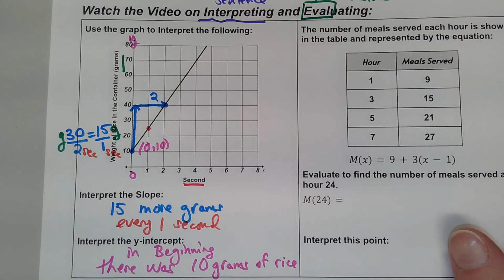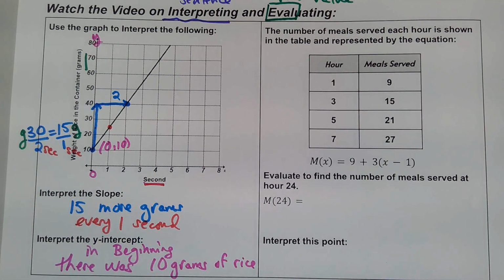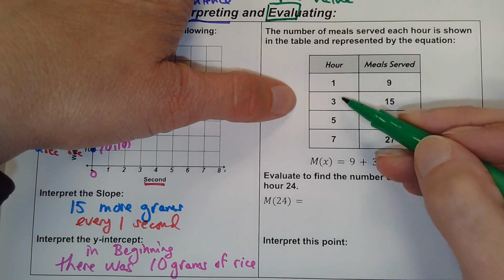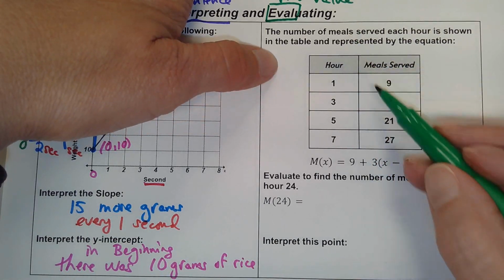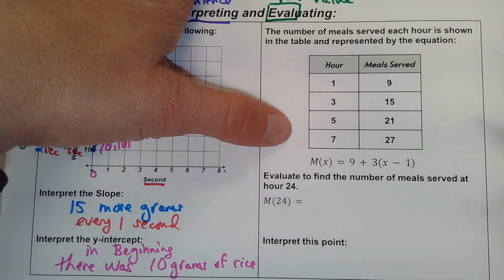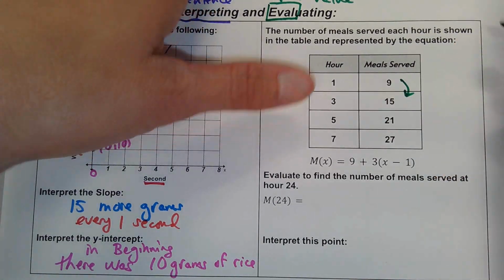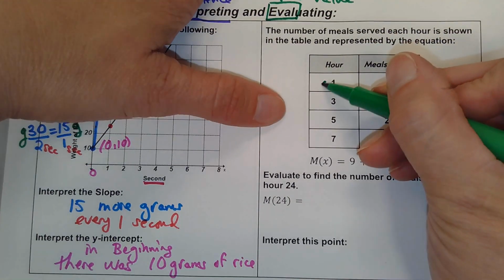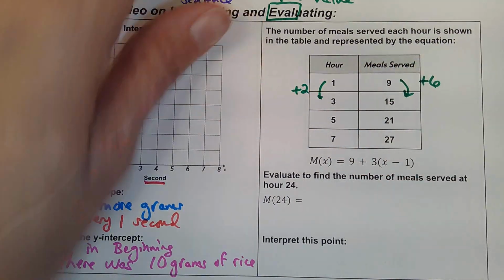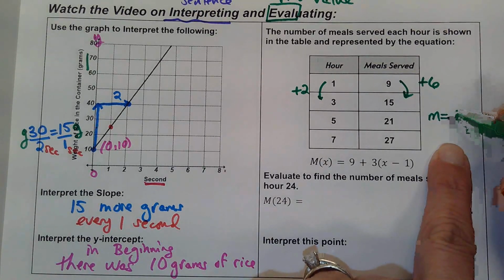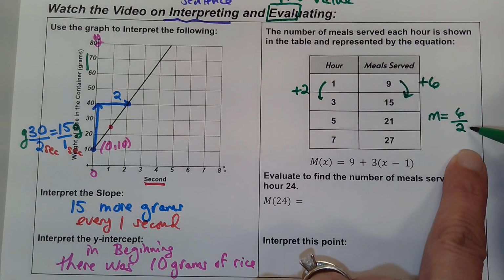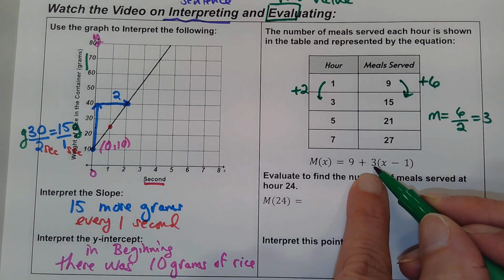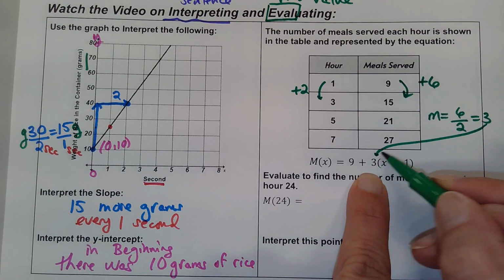Okay, let's take a look at evaluating. We have the number of meals served each hour, and it's represented by this table and by the equation. If I take a look at the delta y, we have plus 6, and the delta x is plus 2. So my slope would be 6 divided by 2, which reduces to 3. Oh, that's where they got 3. Okay, so there's the slope.